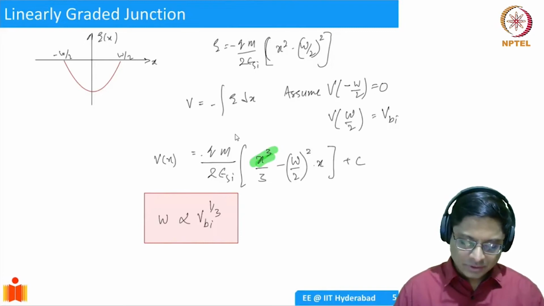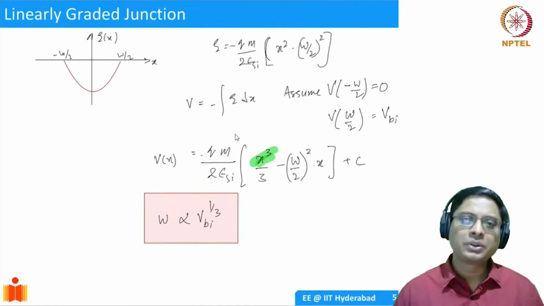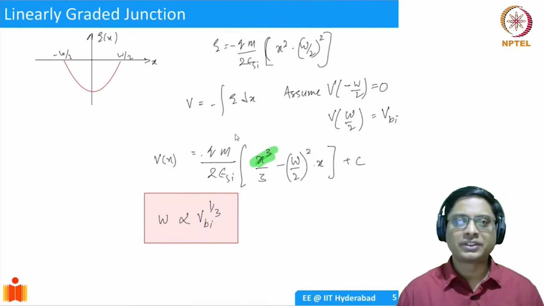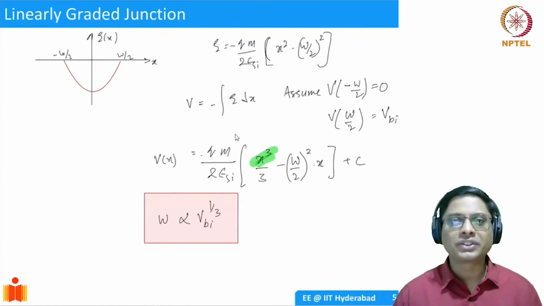I hope that when I'm going through this, you recollect and always relate it to what we did in the abrupt junction case. We're essentially repeating the same process, but with small changes. So this was the second case I wanted to discuss today.